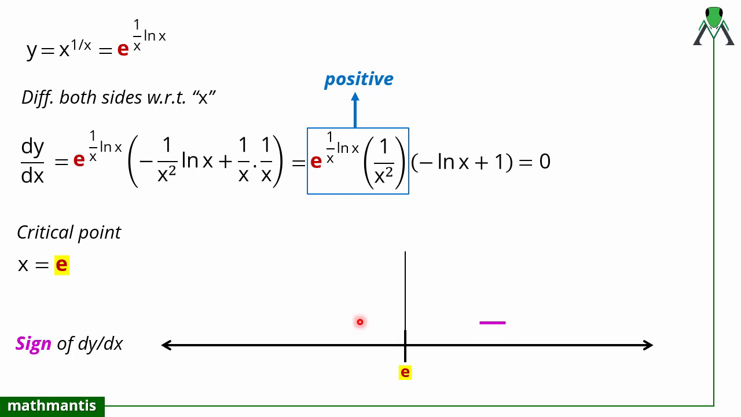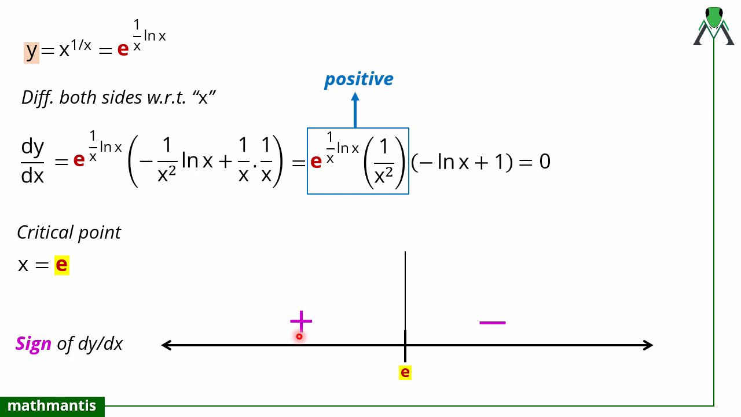And before e, if you decrease the value, the ln value will become less than 1. So this value is always positive. So the derivative sign will become positive, because positive multiplied by positive is always positive. Now based on that, we can analyze the behavior of the function x raised to the power 1 by x, that is the value of y.